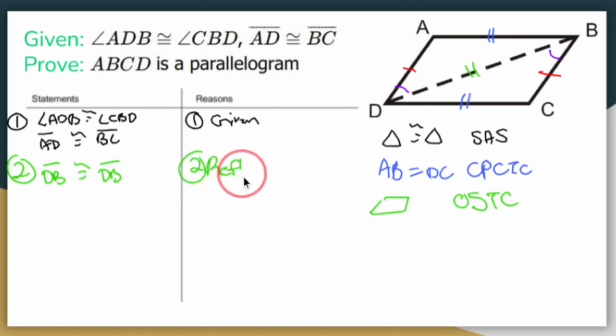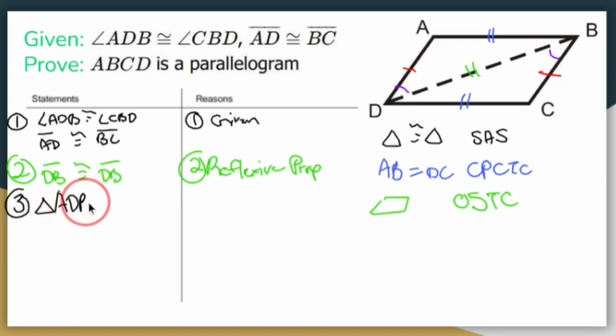Whenever you say that something is equal to itself, that's the reflexive property. Now that I have an angle in between two sides, remember the angle has to be in between two sides if you're going to use SAS, but I do have SAS. Now that I have SAS, I can say that triangle, and let's go in order, let's go from the A, ADB is congruent to triangle CBD in that order. And what I did was side angle side, SAS.